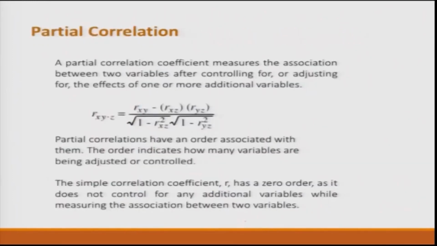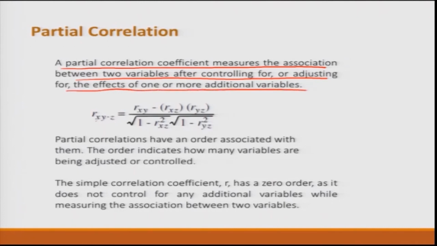So, next is partial correlation. A partial correlation coefficient measures the association between two variables after controlling for or adjusting for the effects of one or more additional variables. Here the partial correlation between x and y while controlling the variable z is given by this relation. Partial correlations have an order associated with them. So, what is the practical significance here?